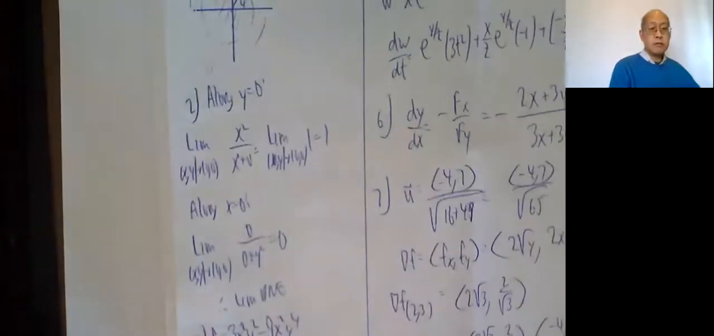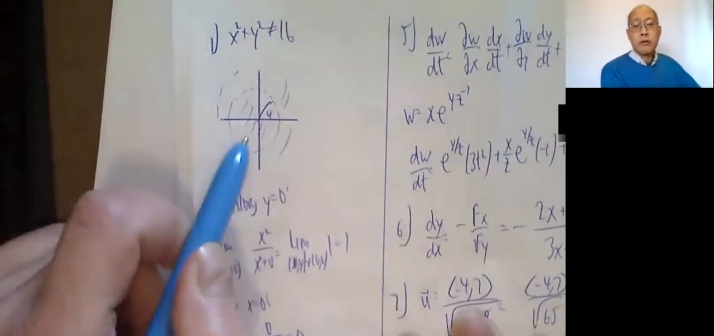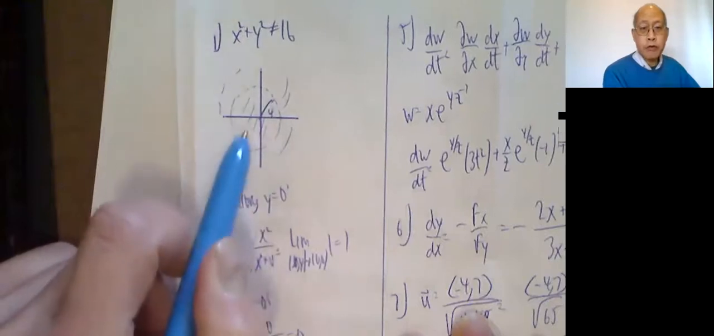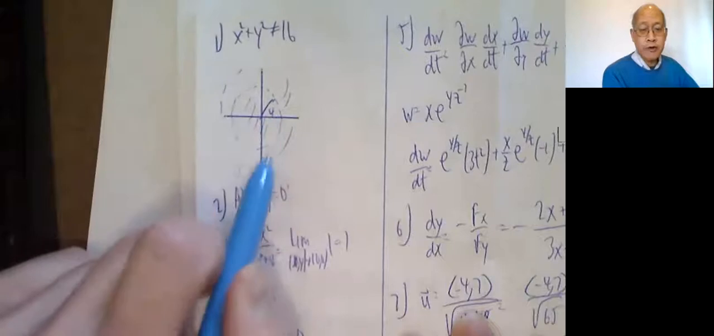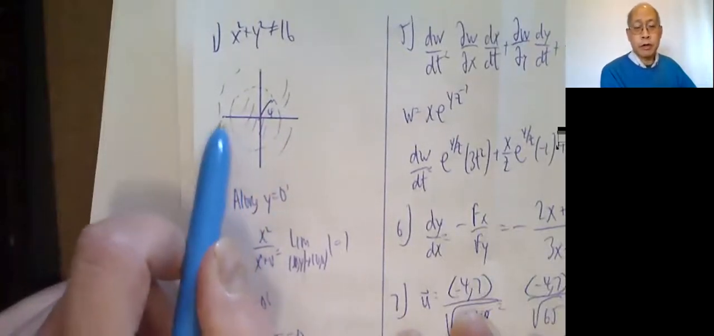Okay, number 1. So x squared plus y squared is not equal to 16. What you did need to show me is a circle, center at the origin with a radius of 4, and it should be a dotted circle. You should not have a solid circle and shade everything else. That's a normal way to indicate that, even back in algebra 1, right?